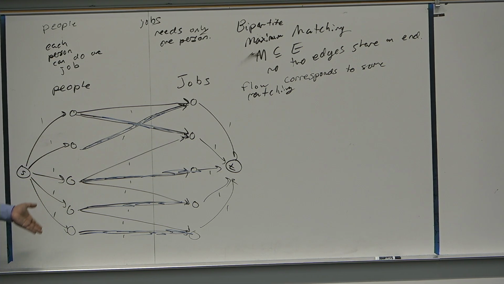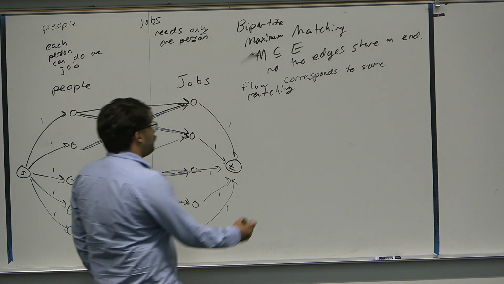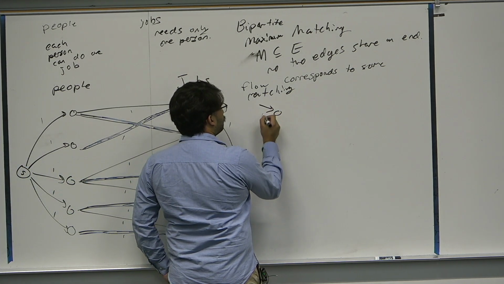Why does the flow correspond to a matching? Just in the definition of matching, why is it a matching? Yeah. Well, each job node only has a capacity of 1 to T, so it kind of ensures that there's only one flowing into each job node. Exactly, exactly. These two cases are basically impossible.